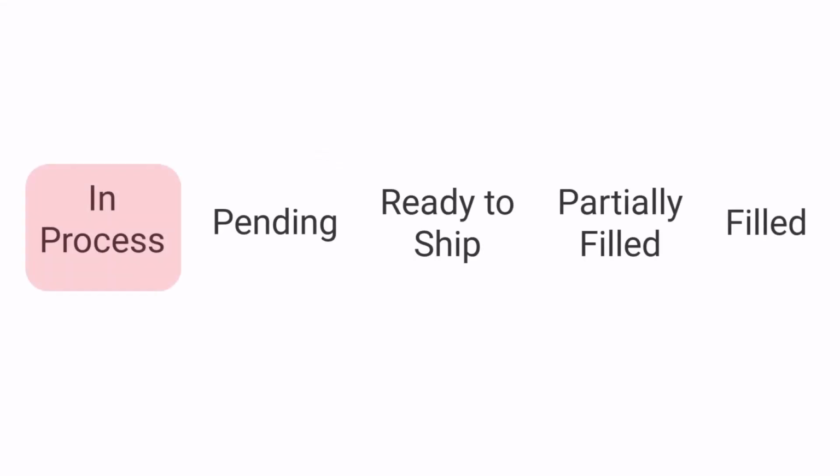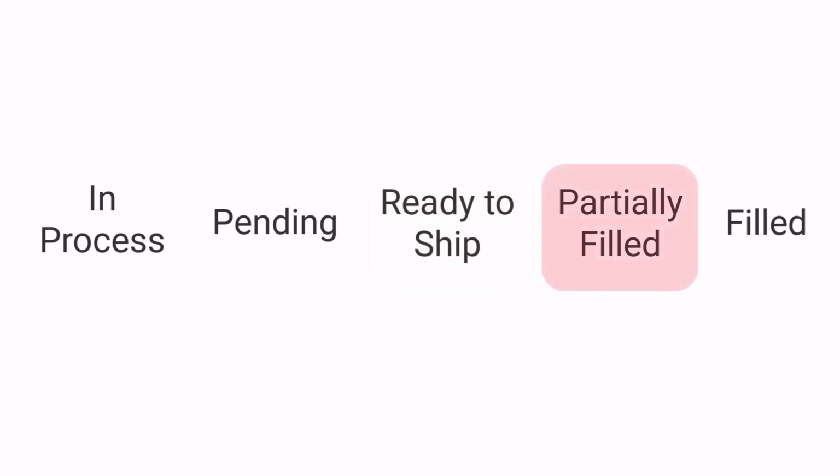In process means the customer is currently shopping and has yet to check out. Pending means the order has been placed, but the customer still needs to pay. In test mode, transactions are never created. Instead, your order is saved, which is the equivalent of checking out. Ready to ship appears when the order has been paid for and is ready to be filled. You won't see this status in test mode.